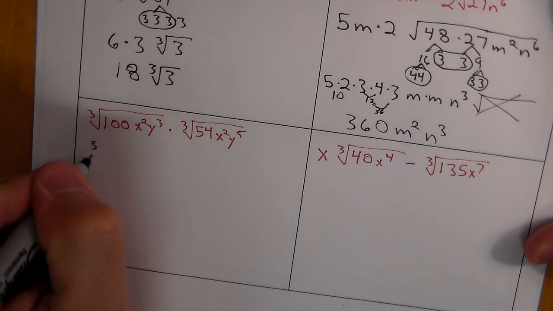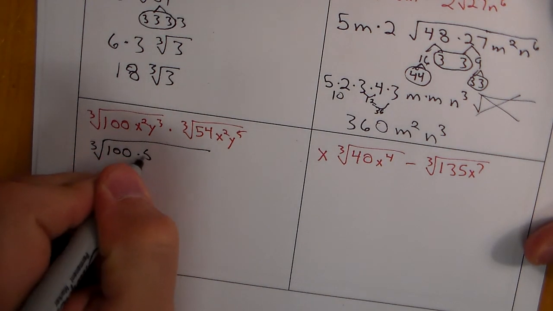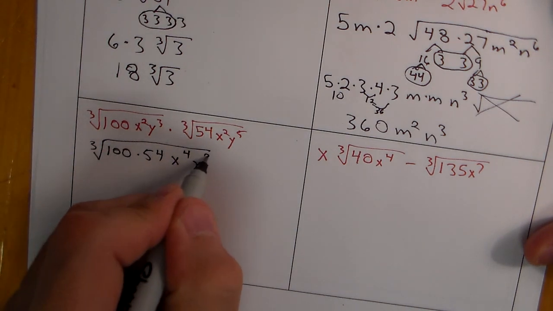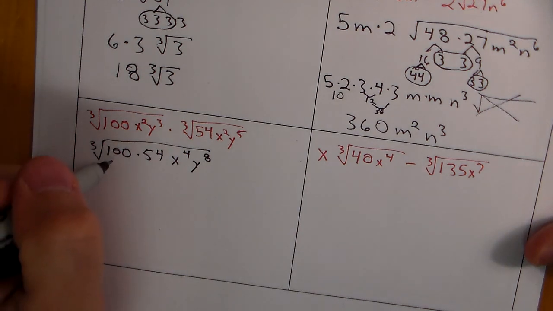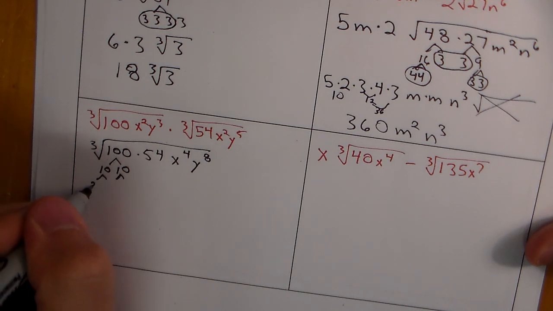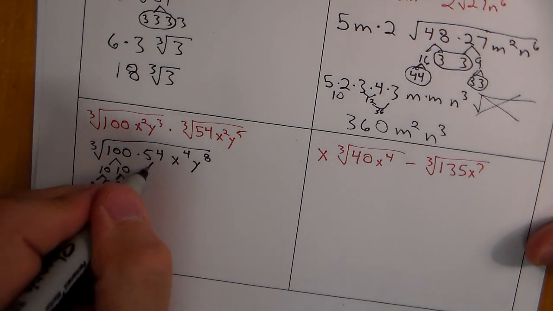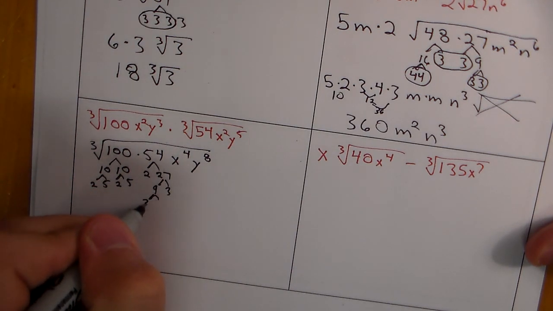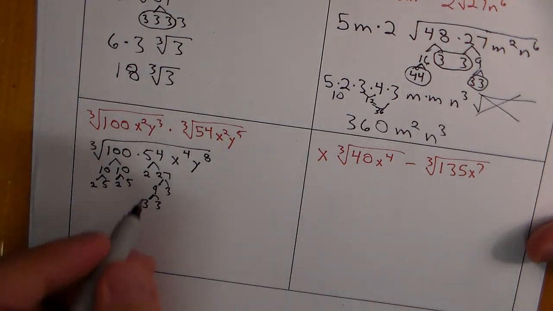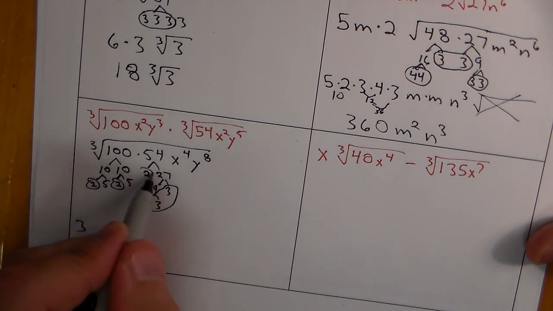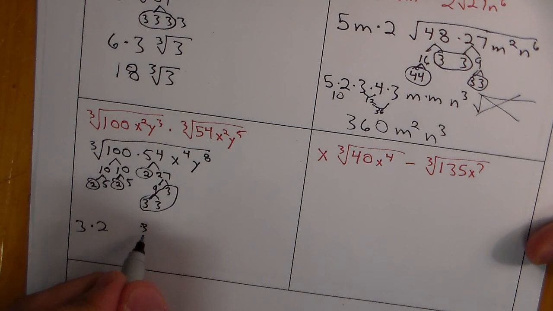We have a cube root of 100 times 54 x squared, and an x squared gives me x to the 4th and y to the 8th. So it's cube root. So 10 and 10 probably aren't going to work. I got a 2, a 5, a 2, and a 5. 54 is 2 times 27, which is 9 and 3, and I get some 3's there. So let's look at what sets I have. Here's one set of 3's. That's coming out. I have a set of 3 2's. That's coming out. And what I'm left with on the inside is 5 and 5, which is just 25.